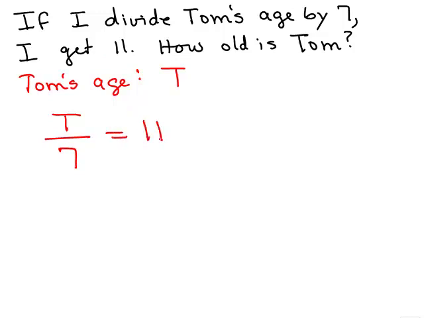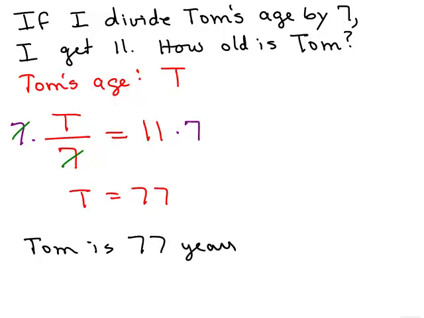Now there are a couple ways to solve this problem. One is to multiply both sides by 7 so that the 7 under this T cancels. So let's do it that way. Let's multiply both sides by 7 so that those cancel, and I'll solve for T. So I have T equals 77. So that's what we were looking for. We were looking for T, Tom's age. So we would say Tom is 77 years old.